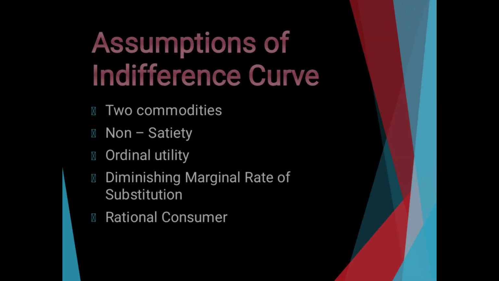Now there are certain assumptions regarding the indifference curve. Here we assume that the consumer opts for two or more commodities, in the above example, apple and banana. The second assumption is non-satiety, that is, the consumer wants to attain more and more. It is based on the ordinal concept, that is, the consumer ranks his preference as first, second, third and fourth. Here the law of diminishing marginal rate of substitution lies, and the last assumption is that the consumer behaves in a rational way.